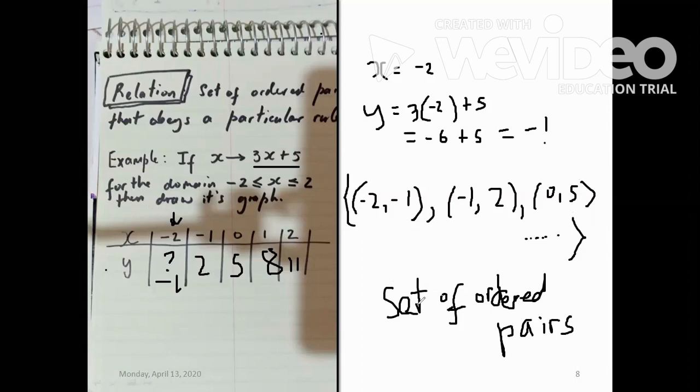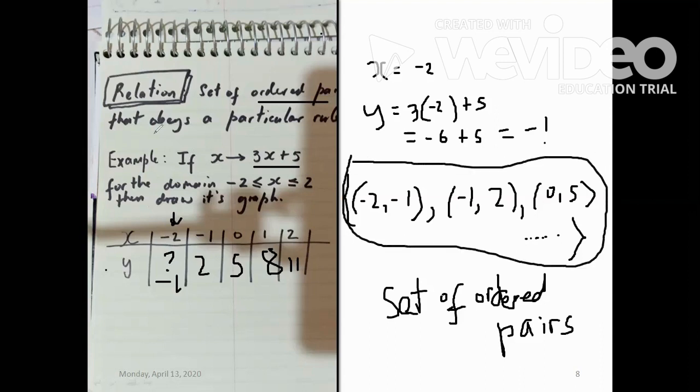All right. So let's go back to the definition of what a relation is. A relation is a set of what? Ordered pairs. So here is our ordered pair. So a relation is a set of ordered pairs that obeys a particular rule. And this is our rule. And the rule changes. All right, so let's move on.